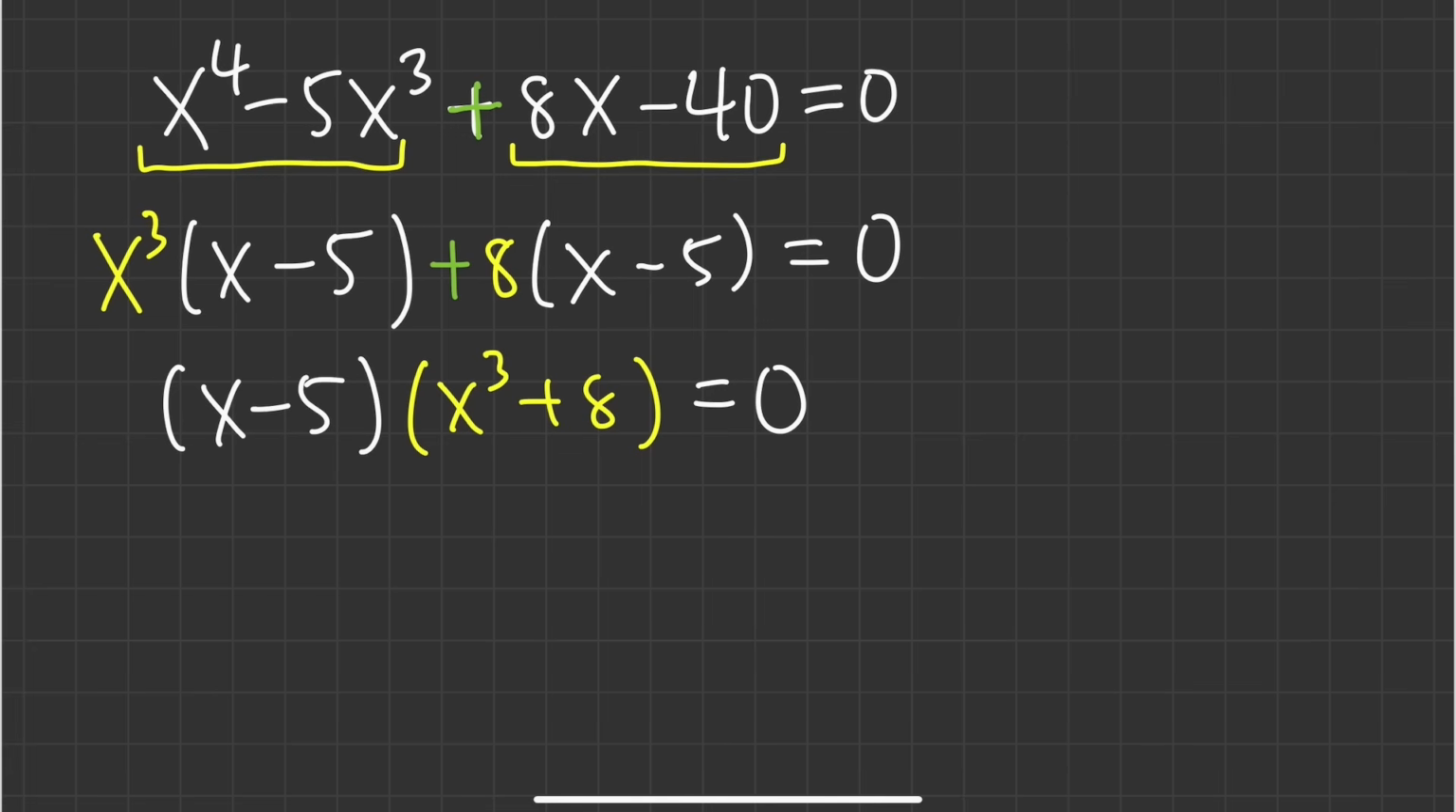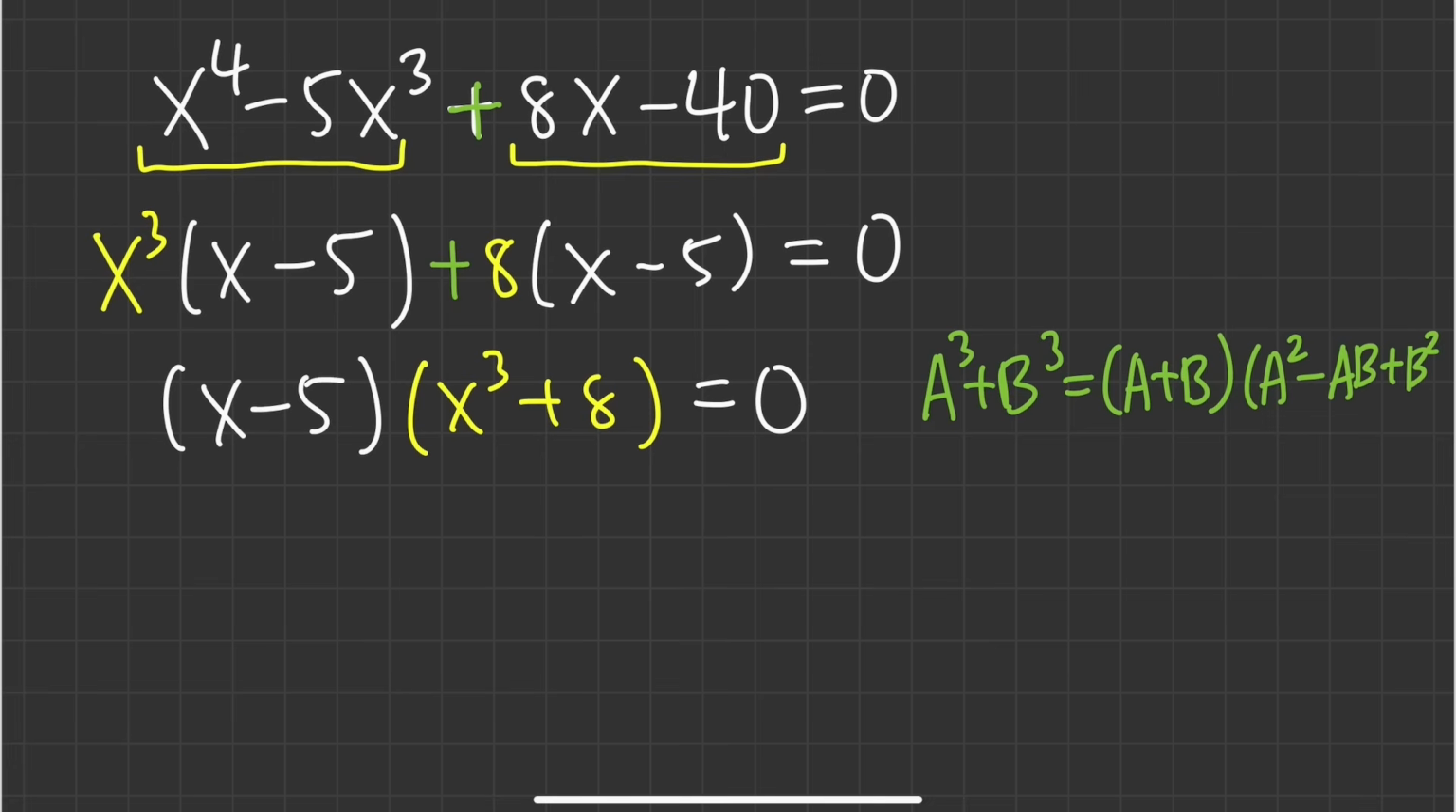So how do we factor this right here? This is actually a sum of 2 cubes. So let me remind you guys the formula. a cubed plus b cubed is factorable, and we get a plus b times a squared minus ab plus b squared. So this is what we are going to do. For the x cubed plus 8, that's x to the third power plus 8, which is the same as 2 to the third power. So we can factor it, right?